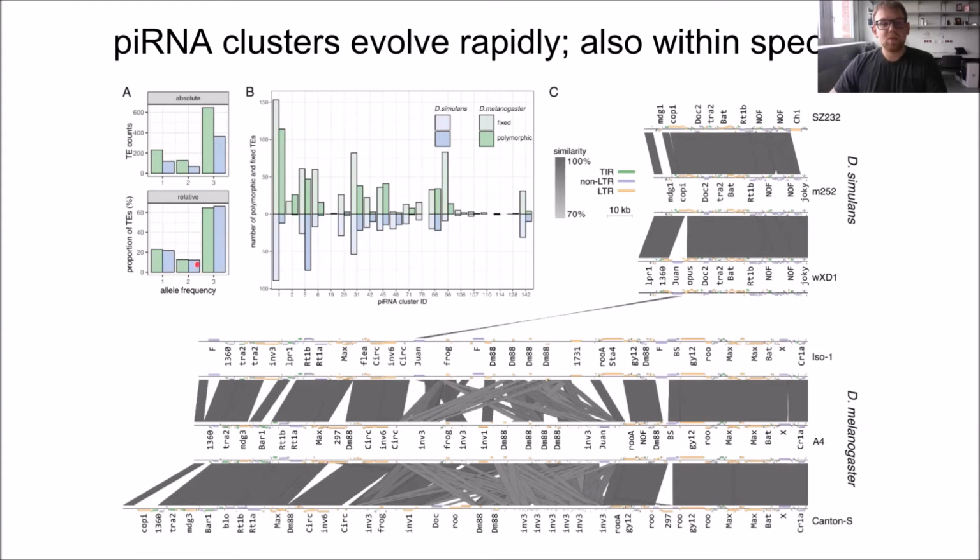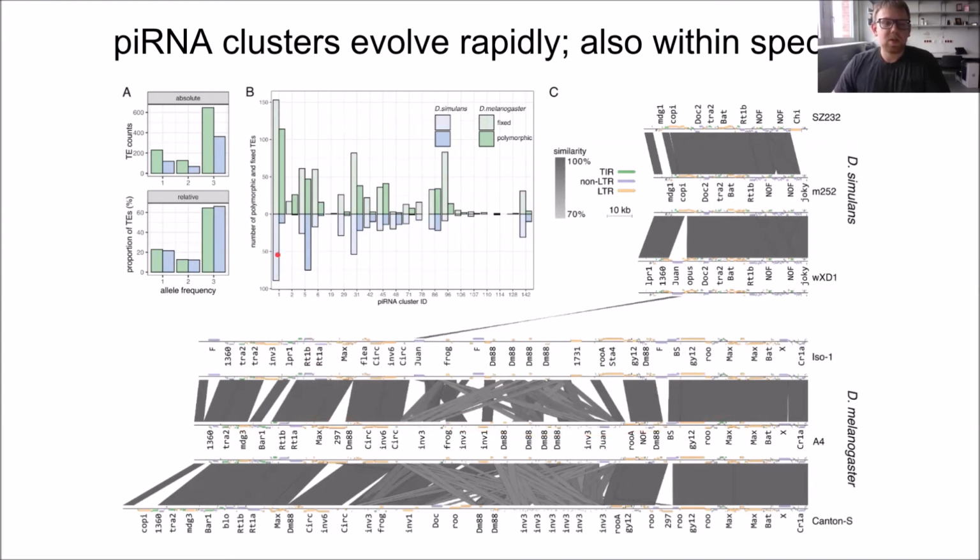And what we can see as well, if we look at the absolute counts of TEs in the site frequency spectrum, is that the melanogaster clusters have much more TEs than the simulans. And this can also be seen here. So it's not just that they are longer, but they have really more TEs here.